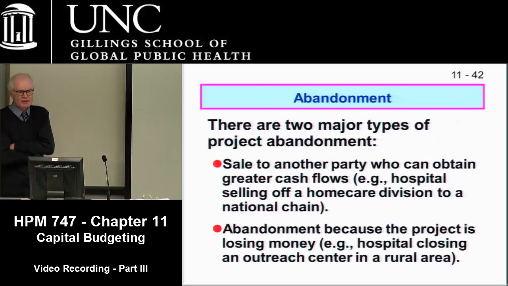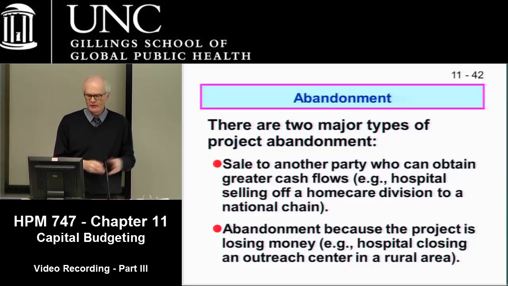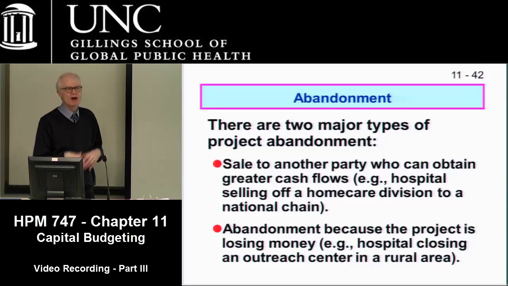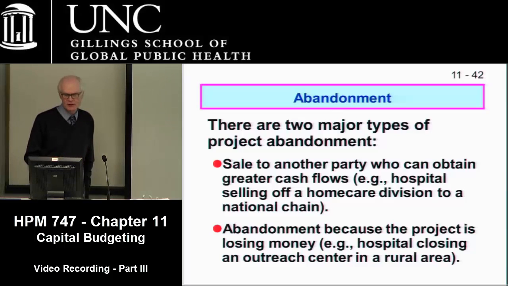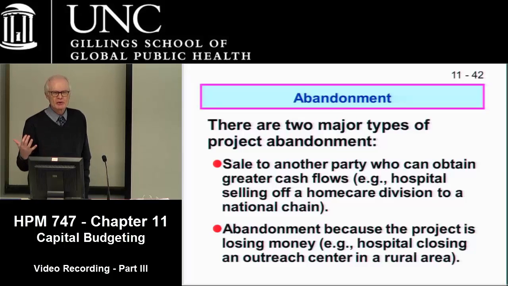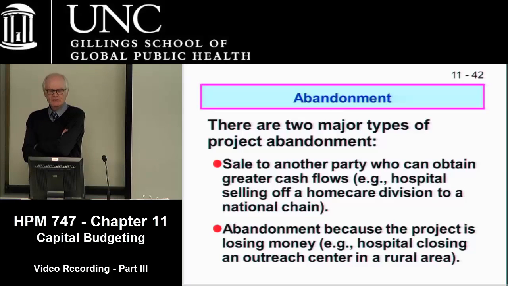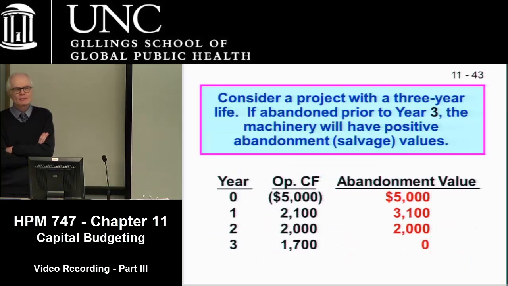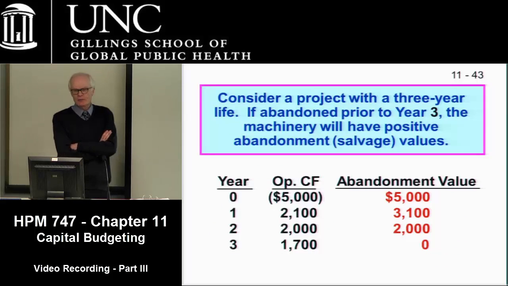Finally, abandonment. What is abandonment? Well, you can abandon some kinds of projects. If you have a medical office building and it's not working out, you can sell it to another party, or you can just get rid of it, or change it into some other use, for example. So abandonment is important because different kinds of projects may have different net present values depending on when you abandon it. So for example, consider this project.